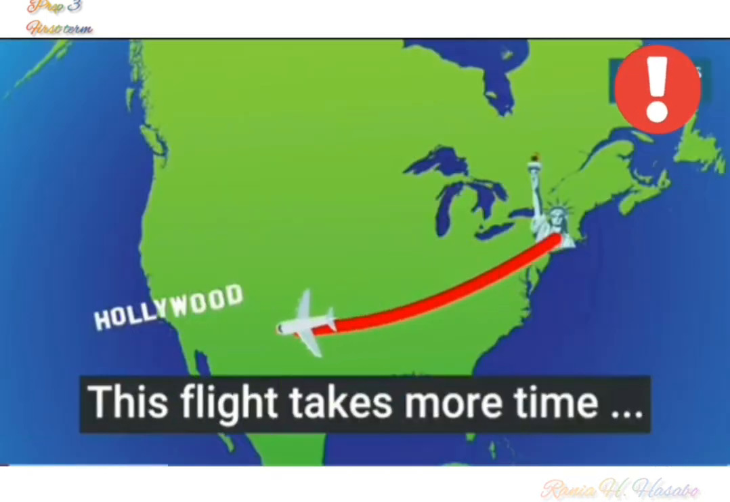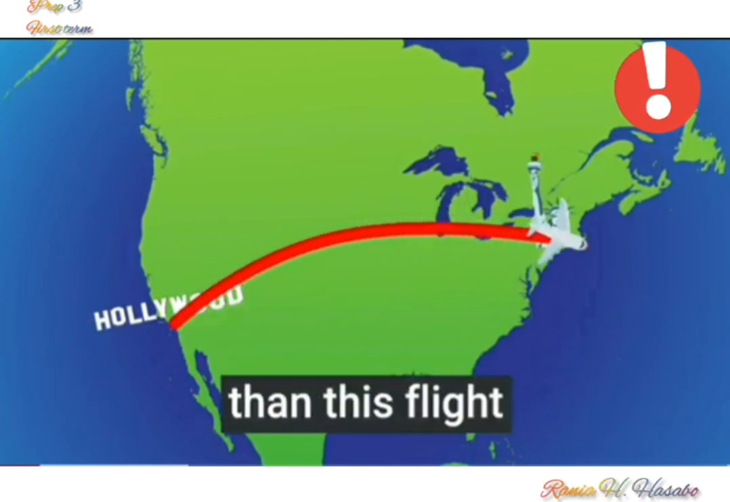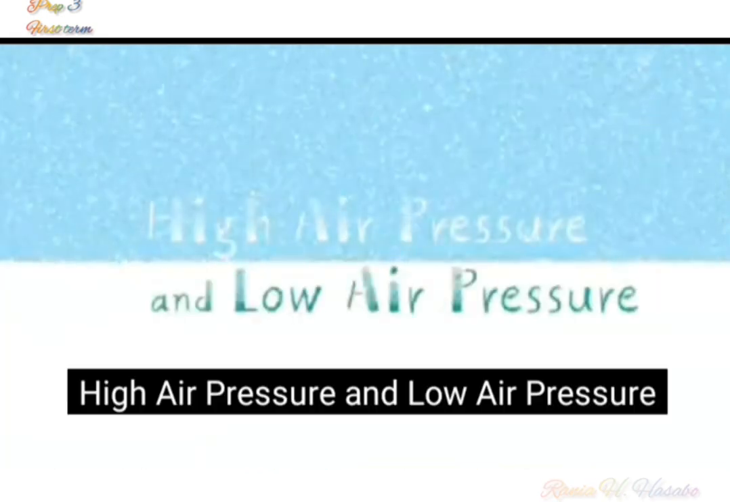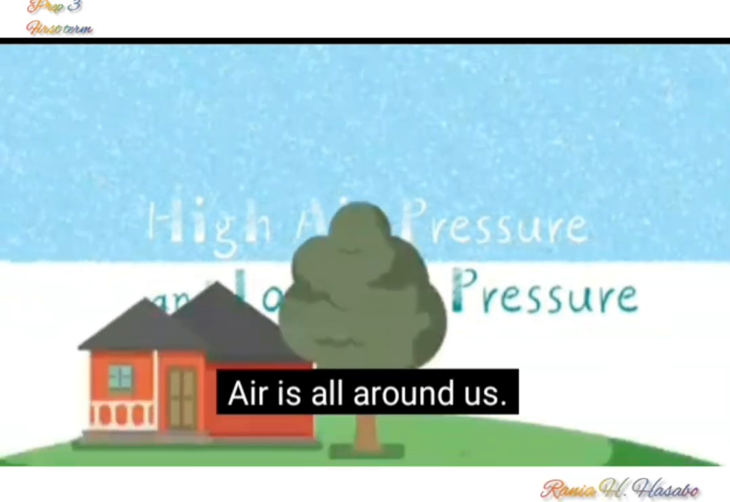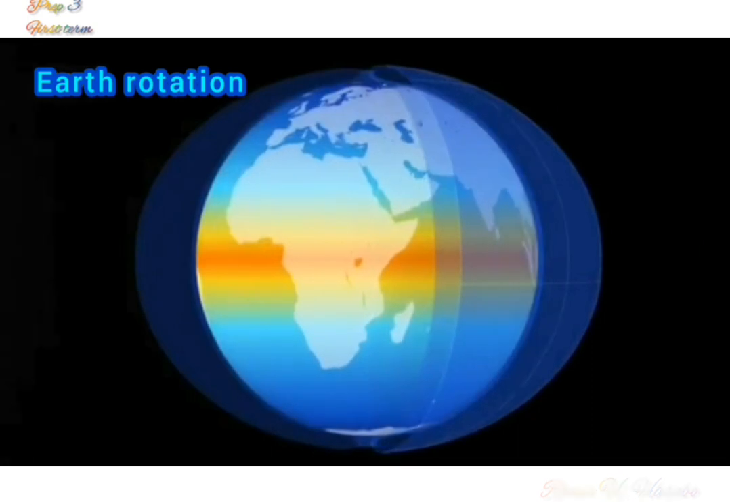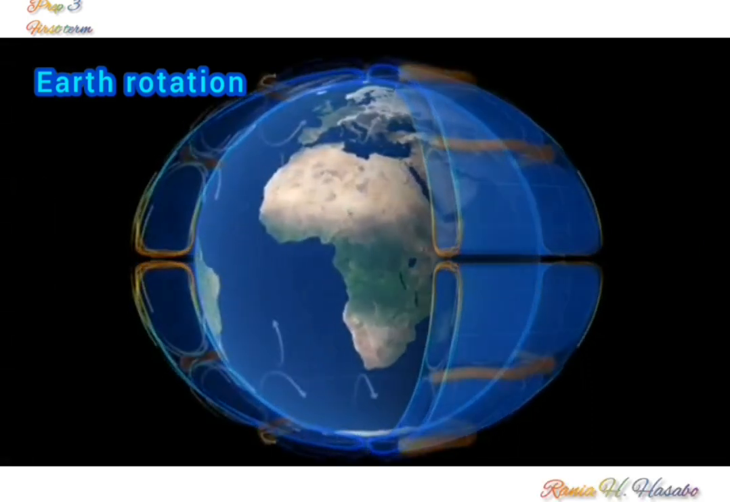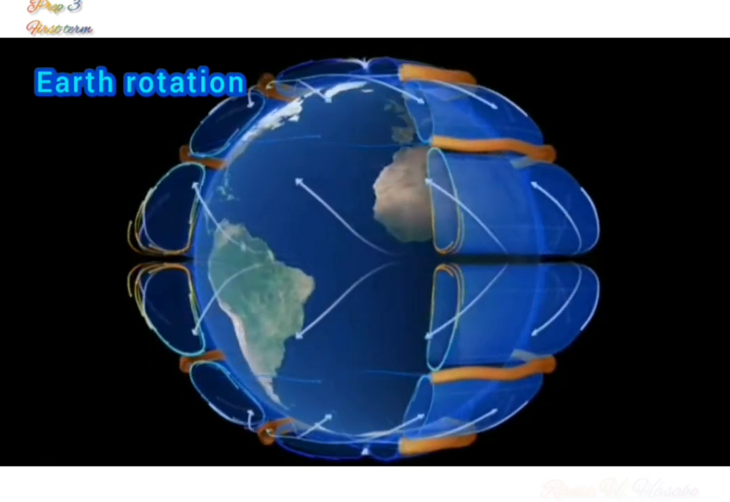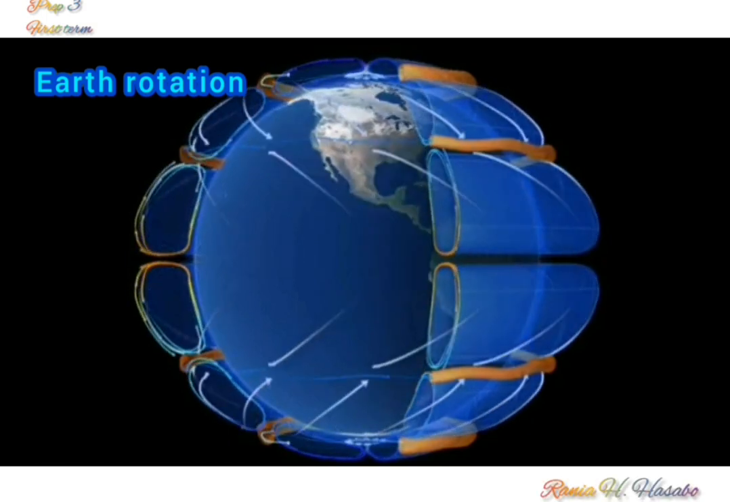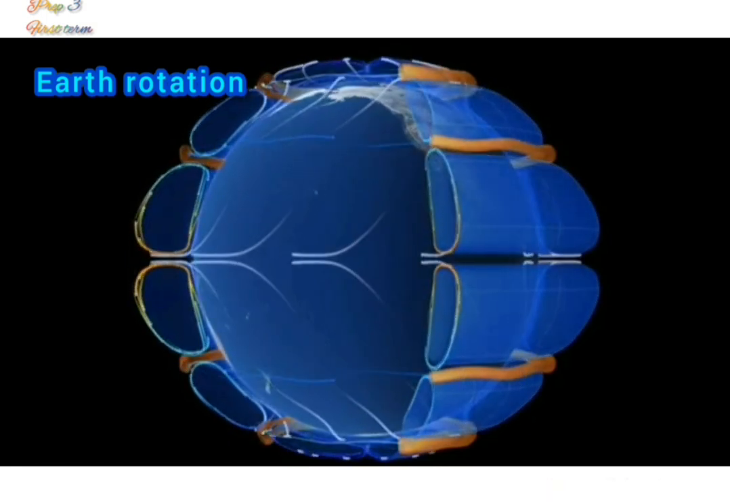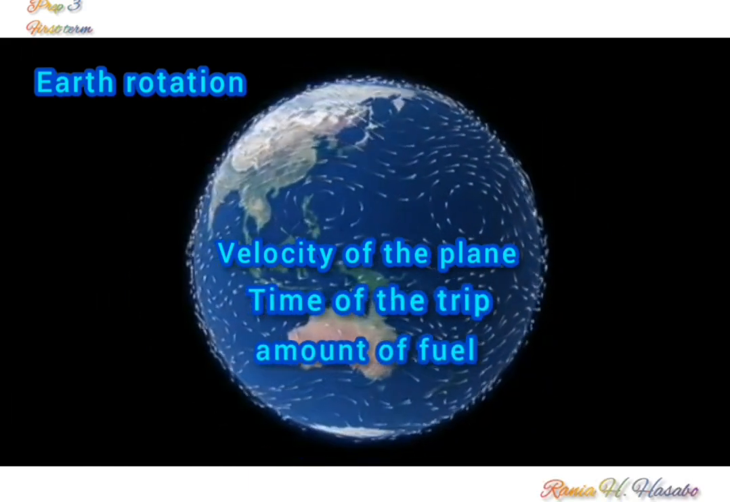Why does this flight take more time toward Hollywood than this flight? The movement of wind arises from the difference of air pressure in different regions above the Earth's surface, and from the movement of the Earth around itself from west to east, which affects the direction of wind, which affects the value of the velocity of the plane. So pilots take into consideration the velocity of wind, because the direction of wind affects the velocity of the plane, the time of the trip and the amount of fuel which is consumed.